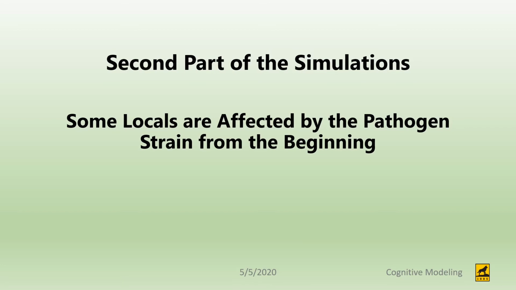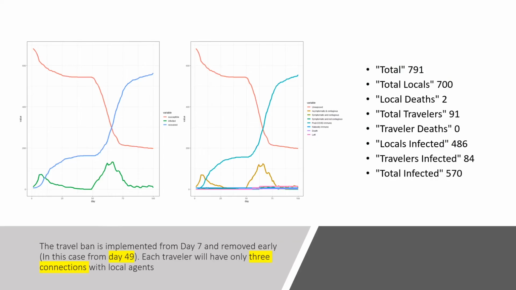In this part, some locals are affected by the pathogen strain initially. In the simulation, if you see the graphs, you will find a second wave of infection, which is not found in the traditional SIR model. The infection rate is a little bit lower in the simulation. Total local infected people is 486 in this simulation.